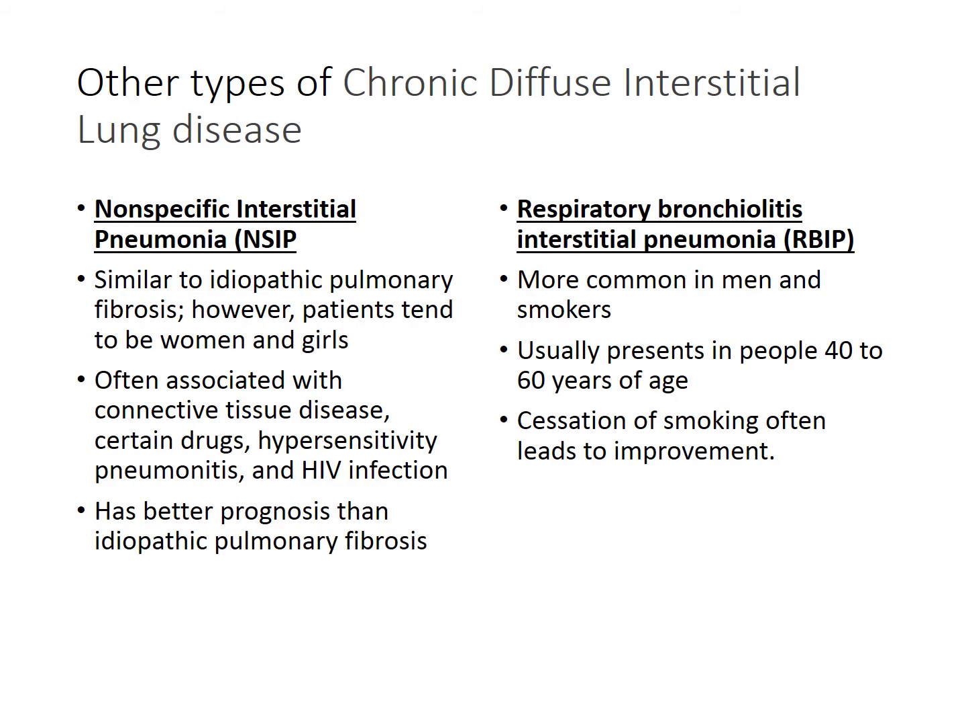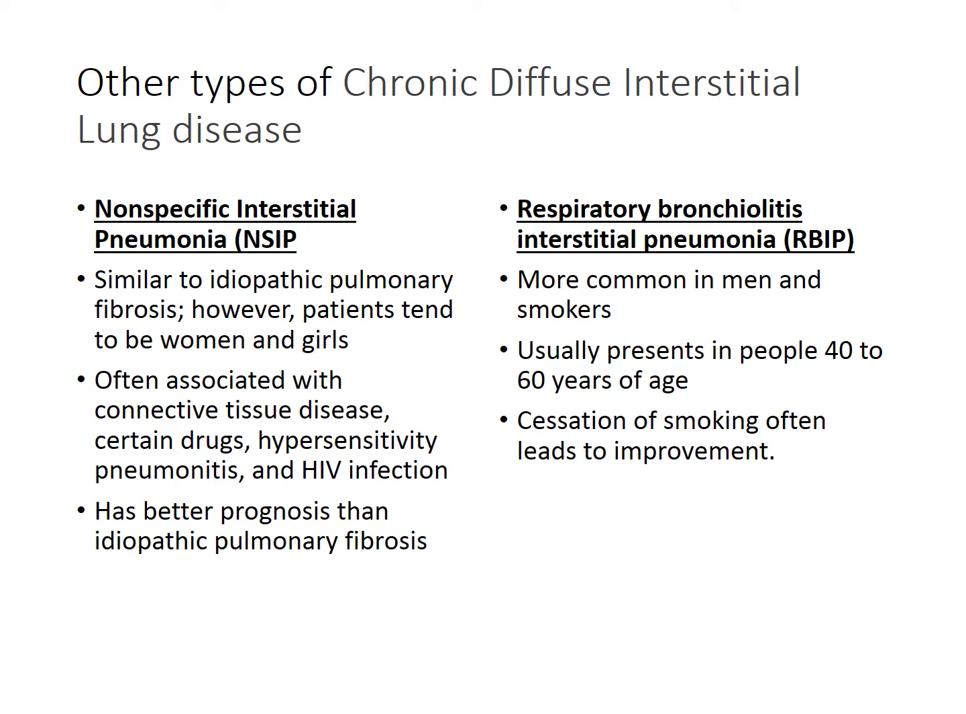Now we look at other types of chronic diffuse interstitial lung disease. The first one is non-specific interstitial pneumonia. It is similar to idiopathic pulmonary fibrosis. However, patients tend to be women and girls, often associated with connective tissue disease, certain drugs, hypersensitivity pneumonitis, and HIV infection. NSIP has a better prognosis than idiopathic pulmonary fibrosis.